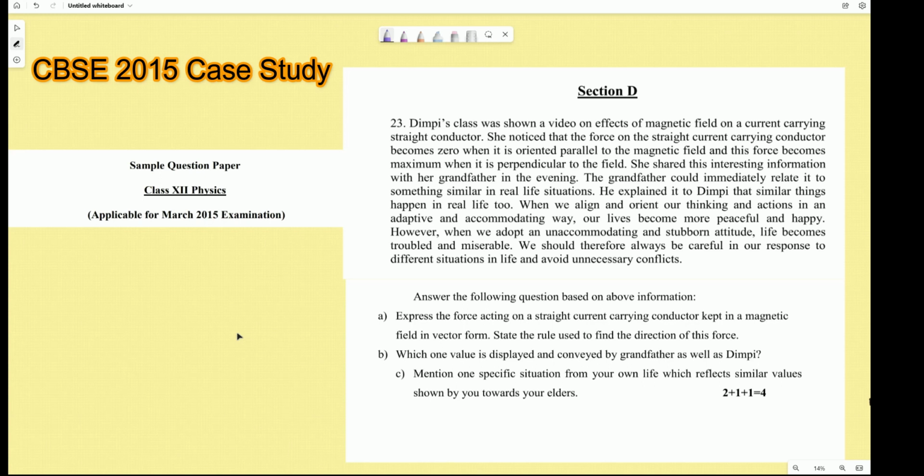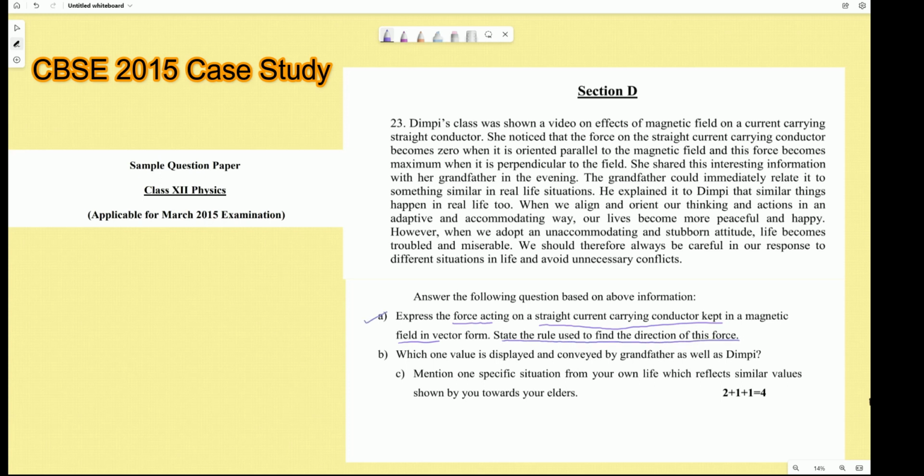And so let's go back to so there are two questions being asked. First is express the force acting on the straight current carrying conductor. This is the question, right? Express A. Look at the question. You have to express the force acting on the straight current carrying conductor kept in magnetic field in the vector form. State the rule used to find the direction of this force.